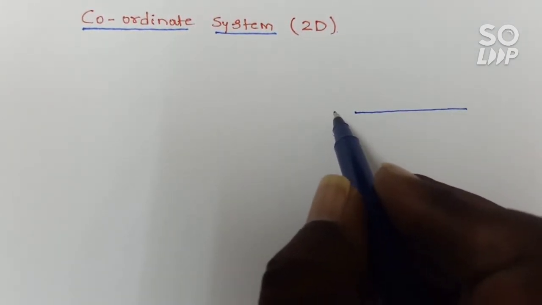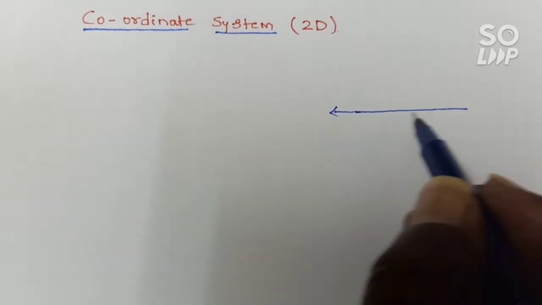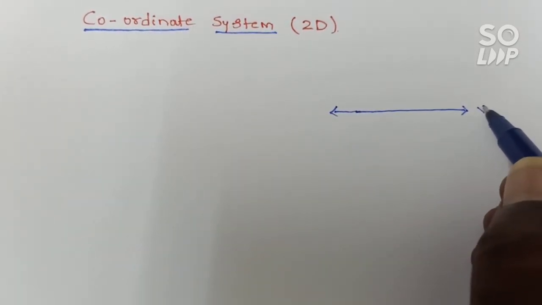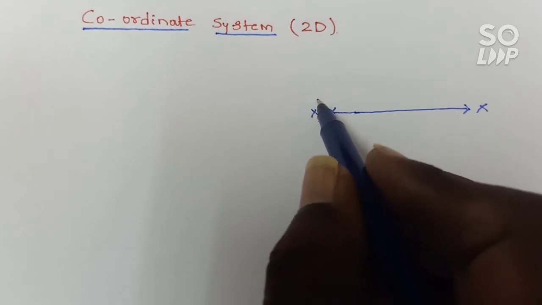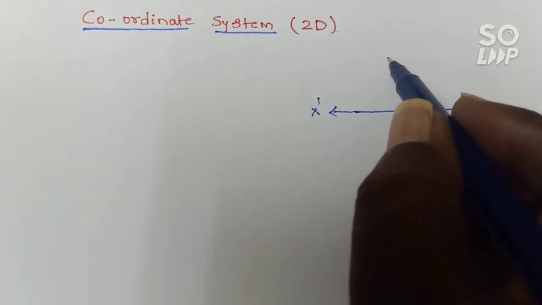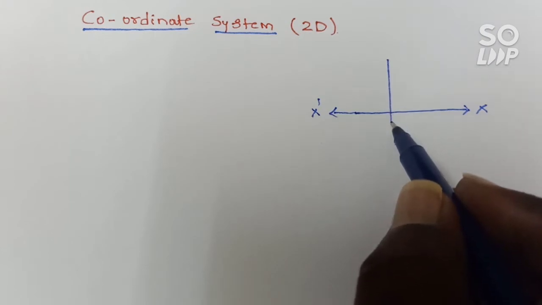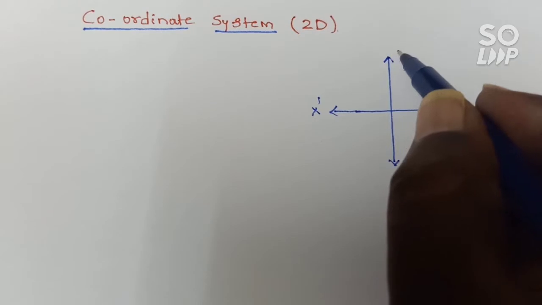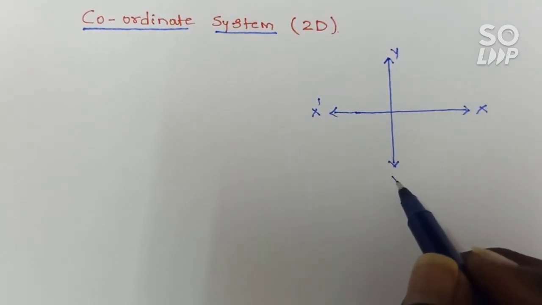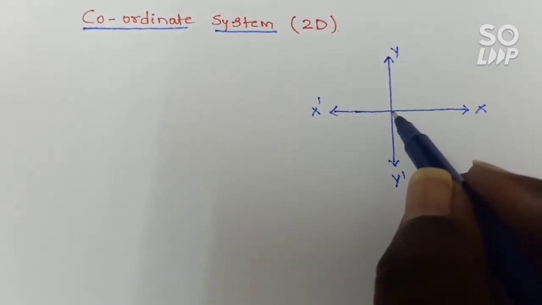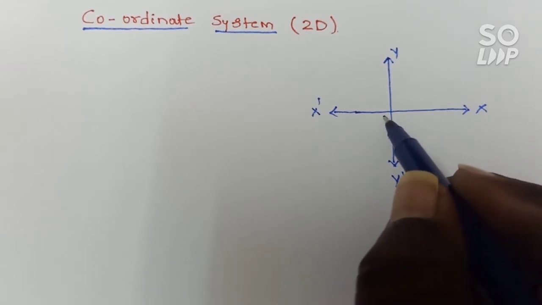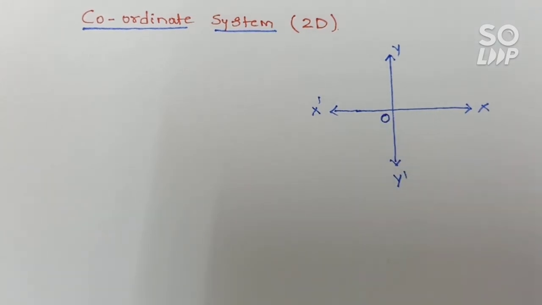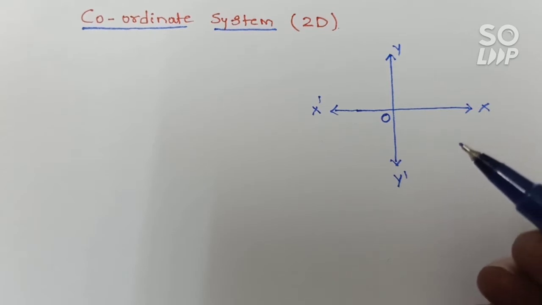This one is denoted by X dash. And one vertical line, this is denoted by Y dash. The point of intersection of these two perpendicular lines is called the origin. It is denoted by O.